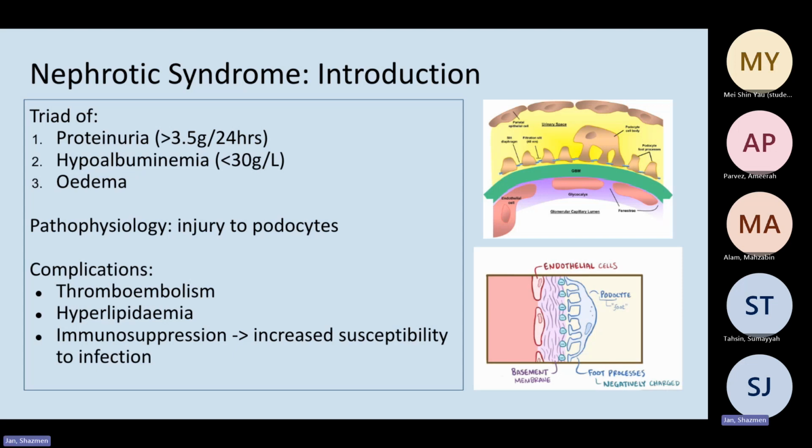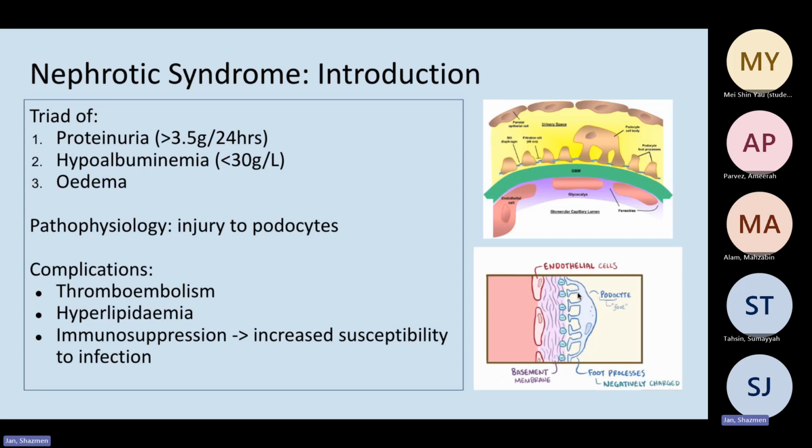The underlying pathophysiology for most nephrotic syndromes, if not all, is injury to podocytes. So I'm just going to explain what these are. If you look at this diagram here, in the kidney, you have your blood vessels, which are lined with endothelial cells. And in between, you have these really tight gap junctions that allow only specific things through. Next to it, you have the basement membrane, and then you have podocytes. These are basically cells that look like octopuses. This is kind of the body, and then the tentacles wrap around the basement membrane.